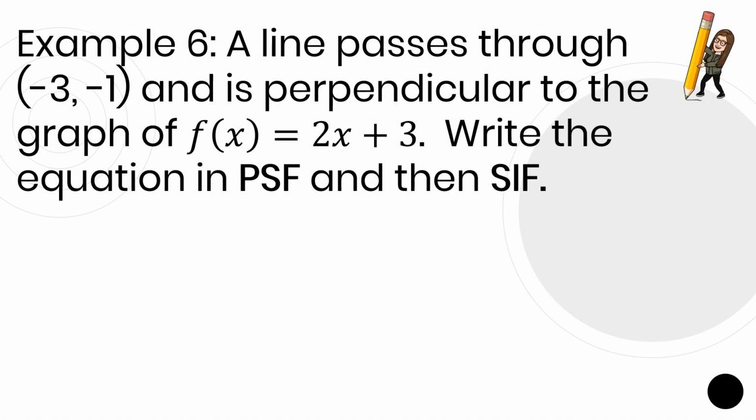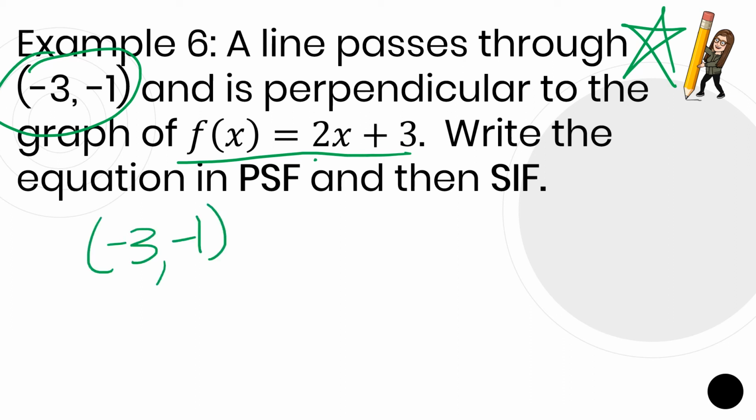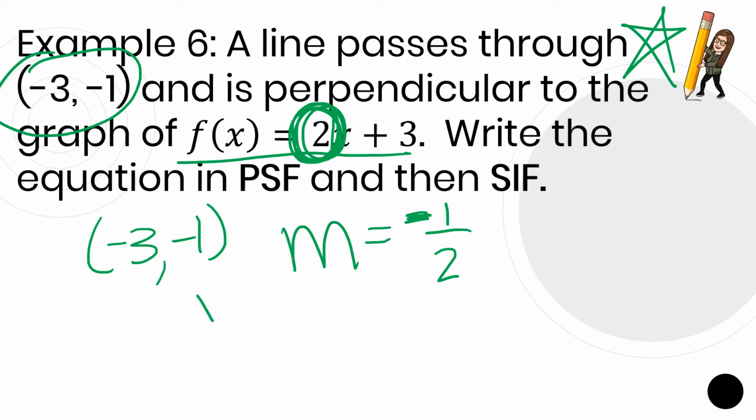Put a star by this one. This is the one that we're going to really work with the most out of everything. Meaning I need to use my point again, and I want my line to be perpendicular to this line. So I've got a point, and my slope needs to be flipped and change the sign. Flip and change the sign. Now I can write my line. y plus 1 equals negative 1/2 (x plus 3).